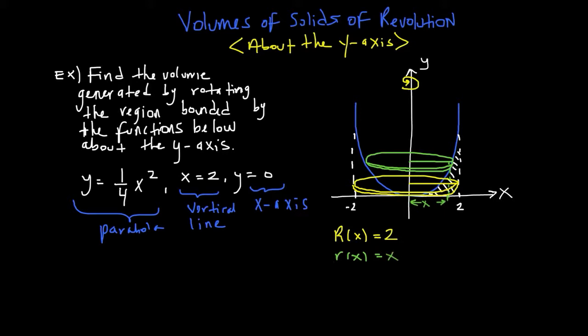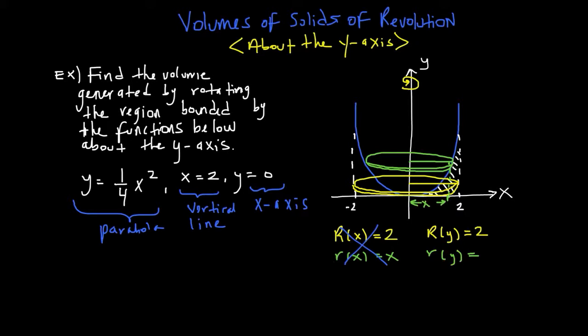Except because my disks are now stacking up vertically, then these are no longer functions of x, both of these. This is actually wrong. Instead of calling it r of x, I should be calling it r as a function of y, because my rotation now happens to be about the y-axis. And so it's little r of y. And I know the distance is x. But what is x? I have to have it as a function of y.